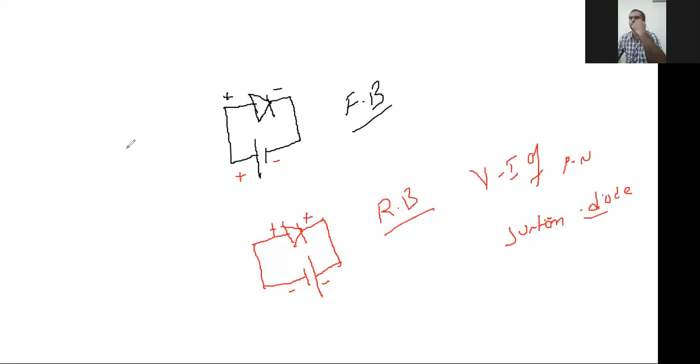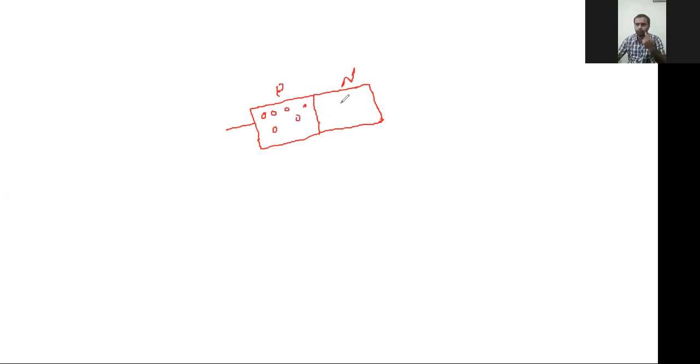And for the internal working, you already know that this is the internal circuit of a PN junction diode. This is the P-type semiconductor and the N-type semiconductor. As you know, the majority carriers of the P-type semiconductor are holes, and the minority carriers in the P-type semiconductor are electrons. Same as in N-type, the majority carriers are electrons and the minority carriers are holes.